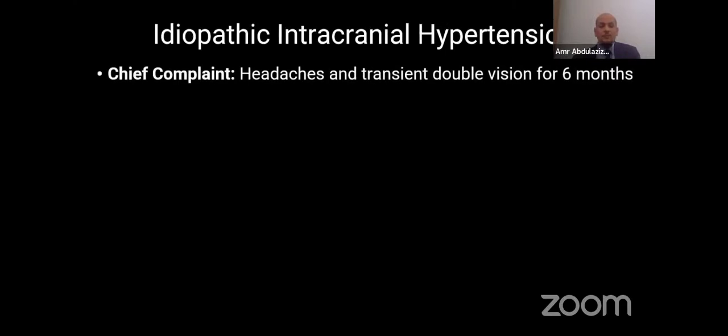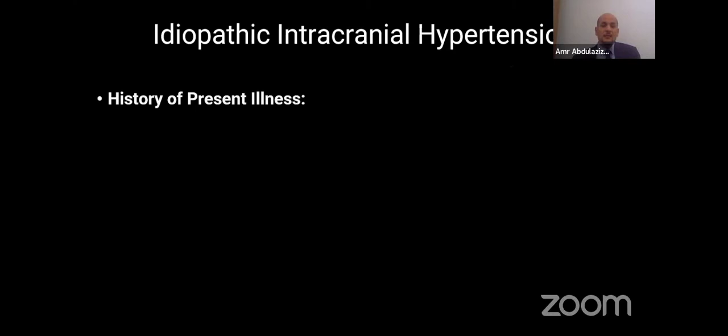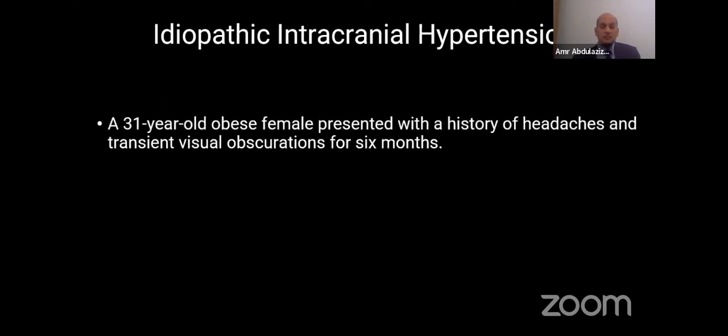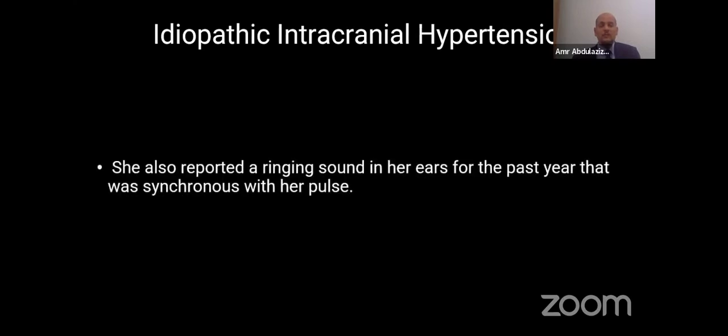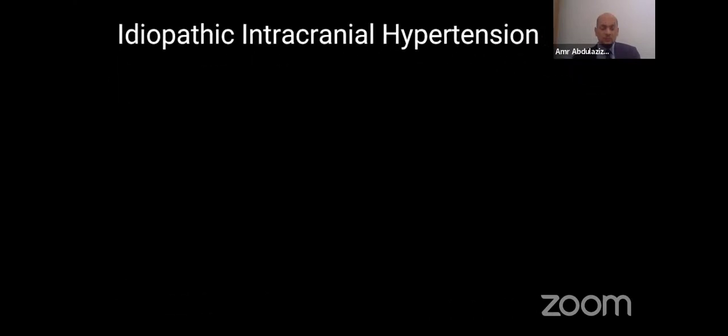So, coming to the last case, idiopathic intracranial hypertension. The patient came with headaches and transient double vision for 6 months. She was a 31-year-old female, and she was obese. History of present illness, as I mentioned, headaches and transient visual obscurations for 6 months. She also reported a ringing sound in her ears, tinnitus, for the past year. Past ocular history was not significant. Past medical history was only obesity, and she is not on any medications. Family history and review of systems were non-contributory.